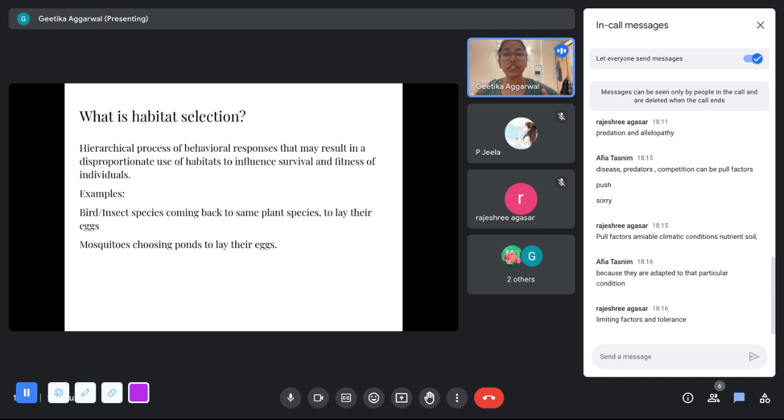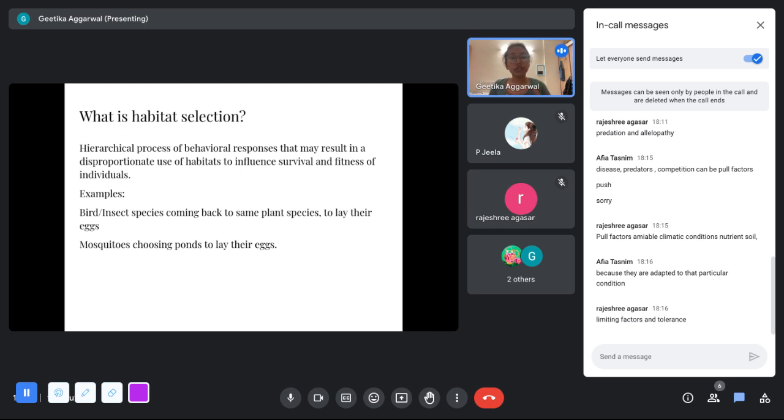Okay, so habitat selection basically is a behavioral response that results in the disproportionate use of different habitats. So basically, as I said, you are preferring certain particular habitats over other habitats. That is called habitat selection, and that could be because of the behavior of that organism, or it could be genetically incorporated, like that behavior has a genetic component and is being passed on over generations. Some basic examples would be a bird or an insect species which prefers certain plant species to lay their eggs on.